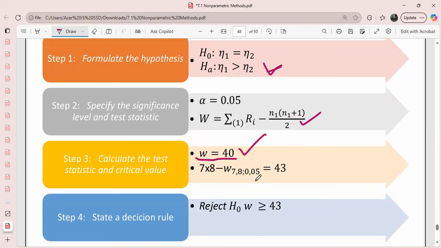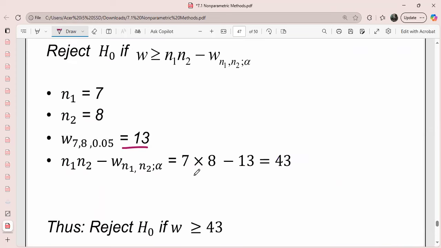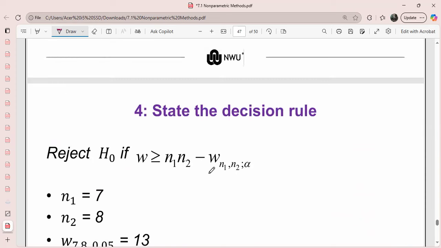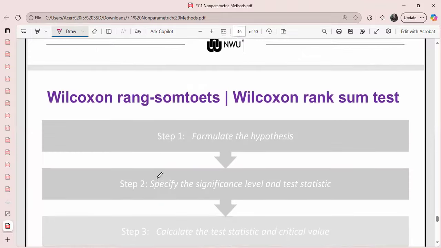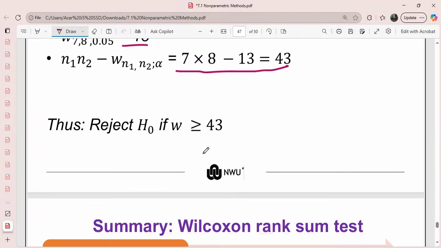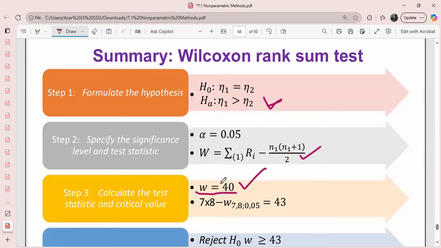The critical value, remember I said you can use the one of 13. But now when you look at this, they got 43. I got 7 multiplied by 8 minus 13. Why on that one they said they got 56? 56 minus 13, yes, 43. So now we're going to compare 40 with 43.